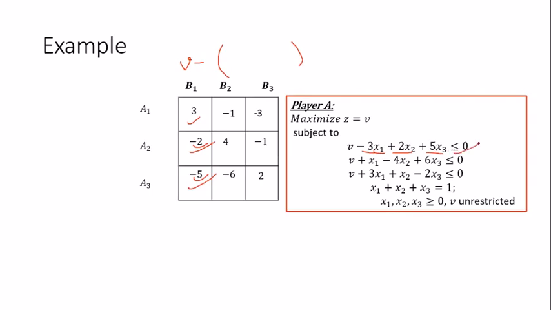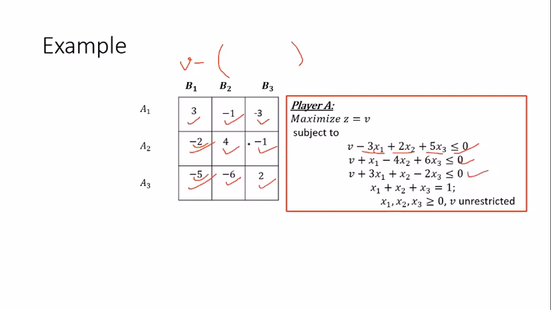On the right-hand side we have 0, and the constraints in this LPP are less than or equal to 10. Now you go to the second constraint: v plus x1 minus 4x2 plus 6x3. Whatever sign is here, do the opposite, so in front of v, and it is less than or equal to 0. And the third constraint is v plus 3x1 plus x2 minus 2x3, less than or equal to 0.